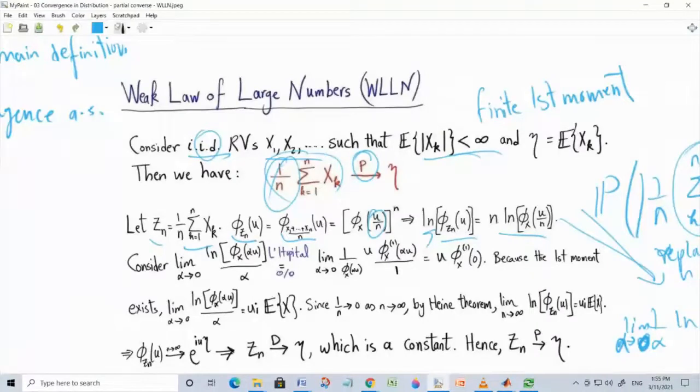Right. So if you go and review what are the properties of characteristic functions. What is the property that is guaranteed for characteristic functions? It is uniformly continuous. So characteristic functions are uniformly continuous.